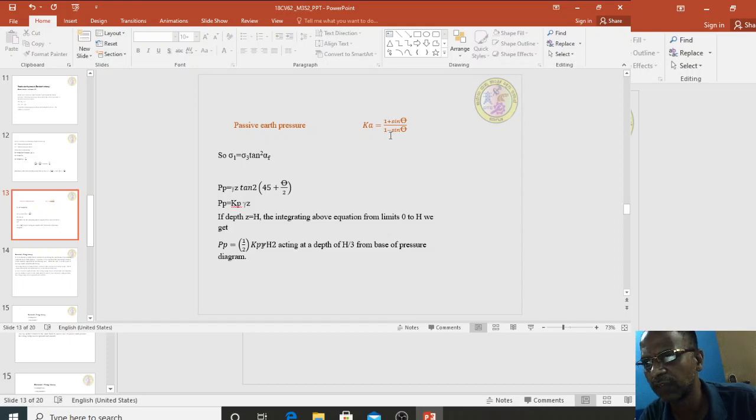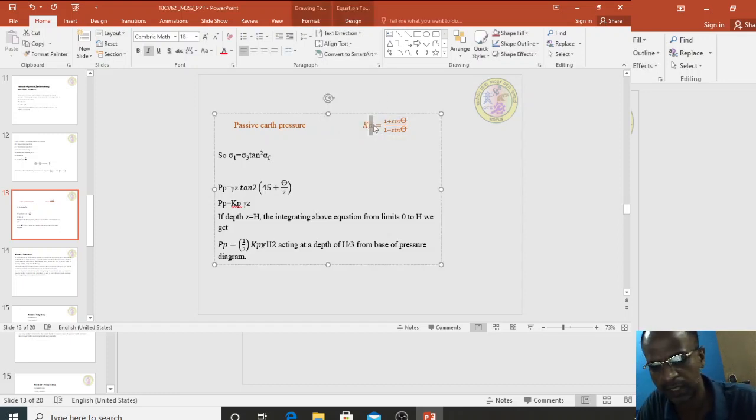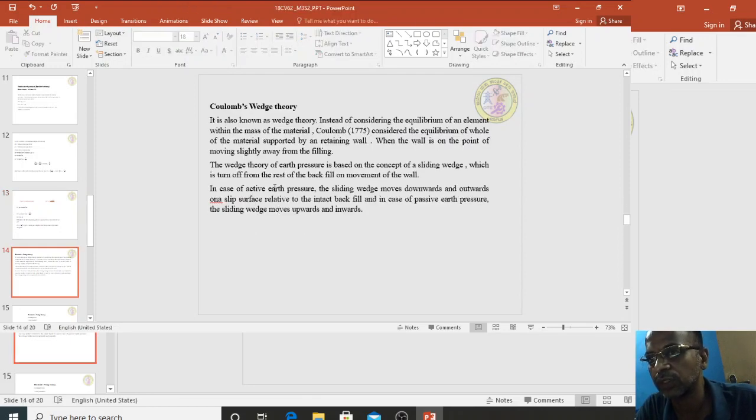That is 1 plus sin phi divided by 1 minus sin phi. This is Kp, 1 plus sin phi divided by 1 minus sin phi. So now, with earth pressure coefficient Kp, gamma into z is acting at the bottom at a distance of H by 3 from the base. So Coulomb's wedge theory, it is also known as wedge theory.